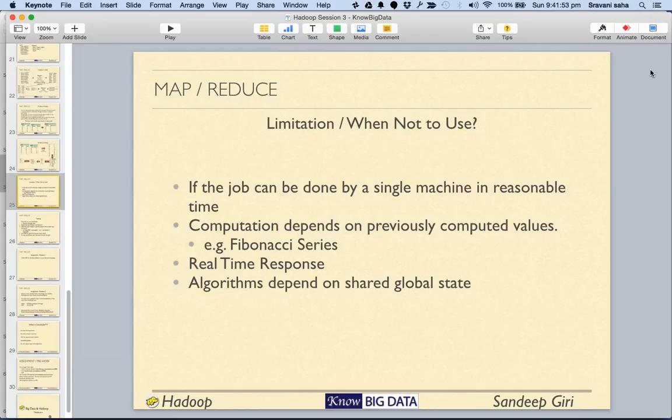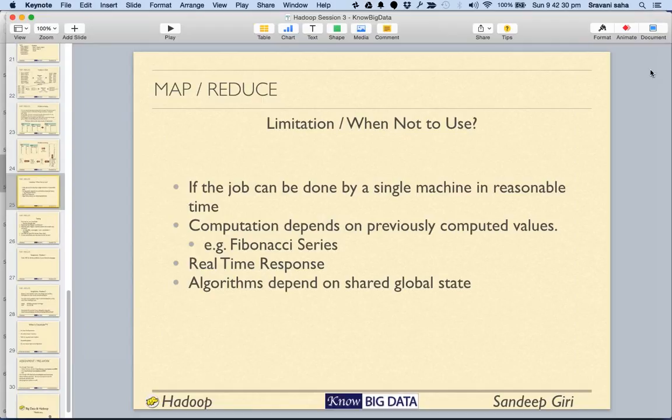The example is the Fibonacci series. You remember the Fibonacci series? In the Fibonacci series, the next number is only computed based on previous numbers. So we cannot say, please run 0 to 100 on one machine and 101 to 200 on another machine. We cannot do that in the case of a Fibonacci series. The reason is that we do not know what the 101st number is until 100 is finished.